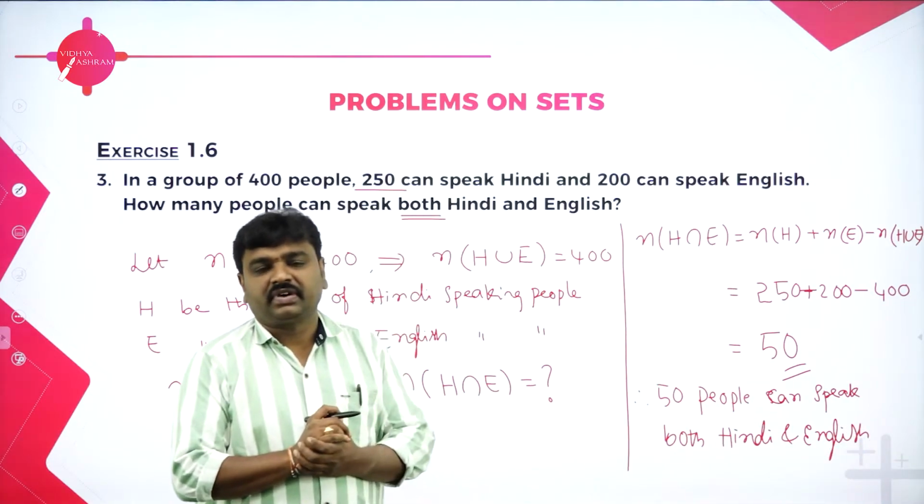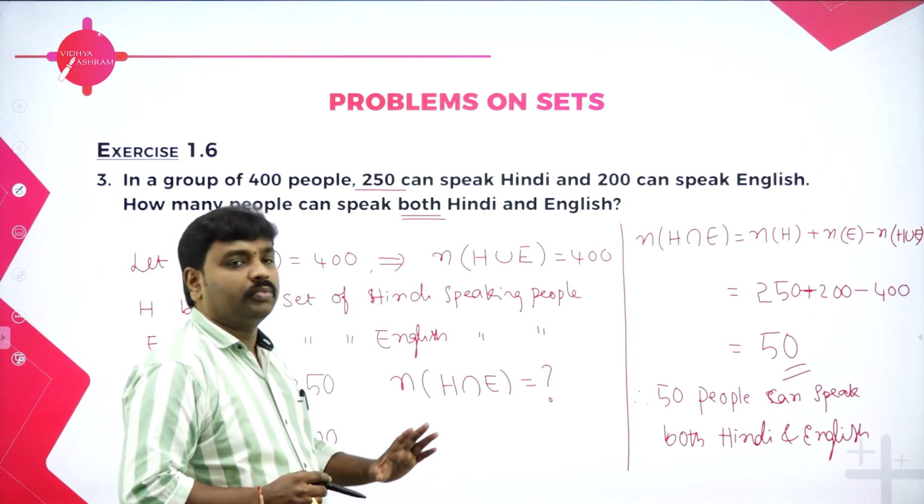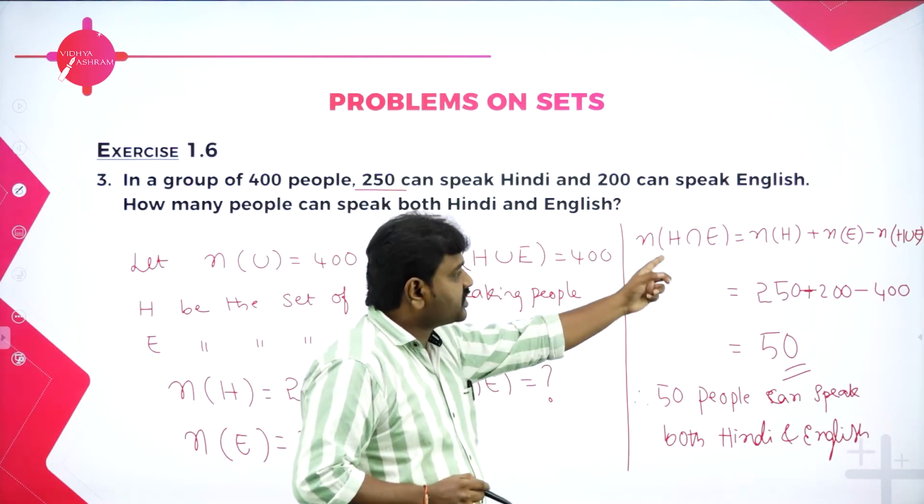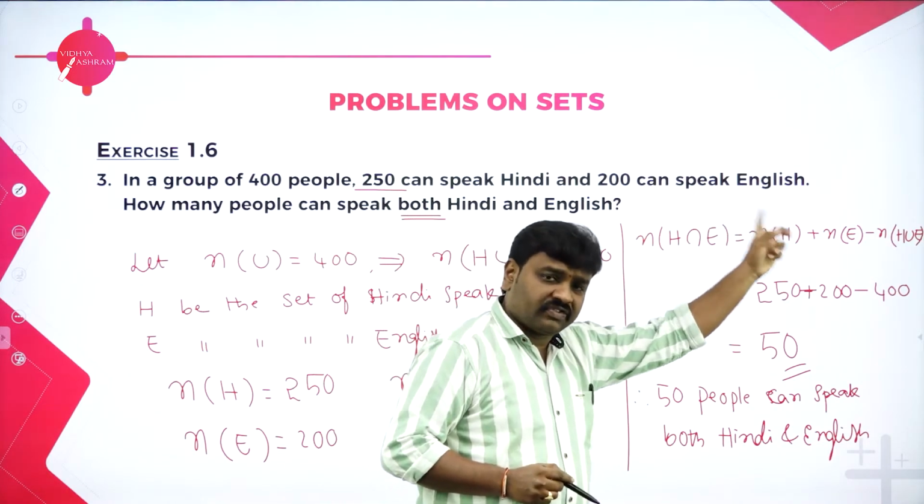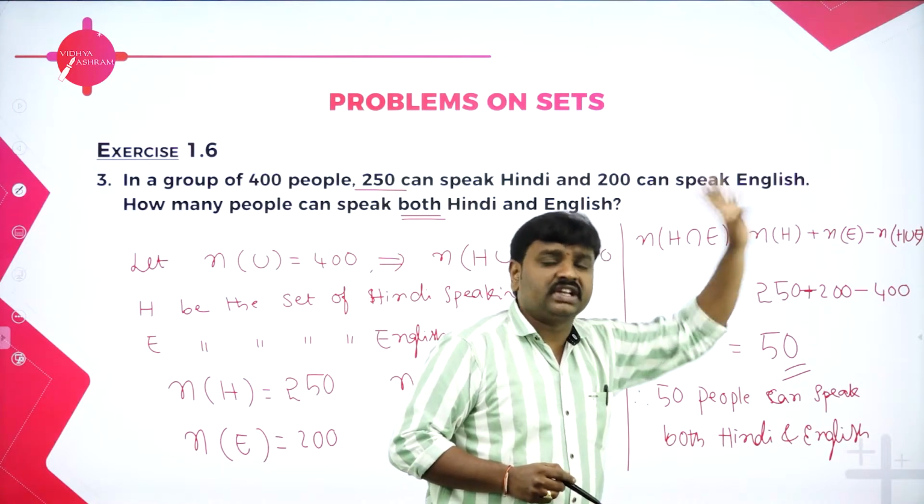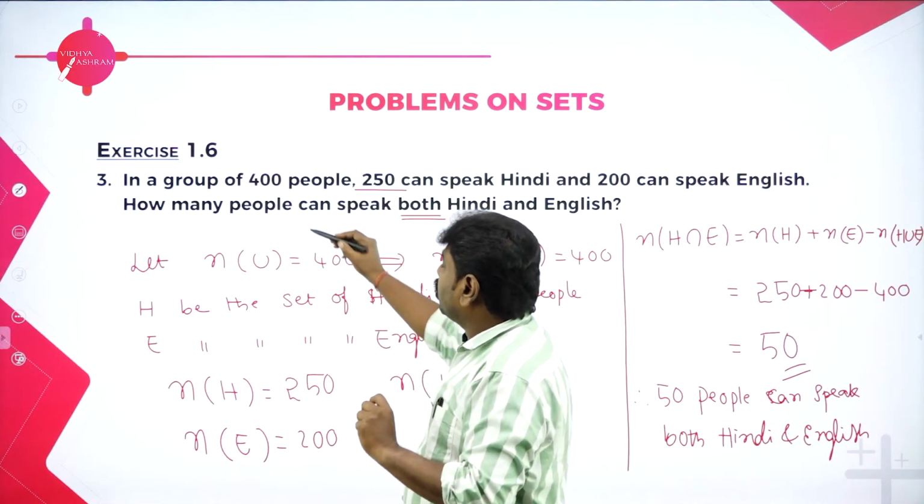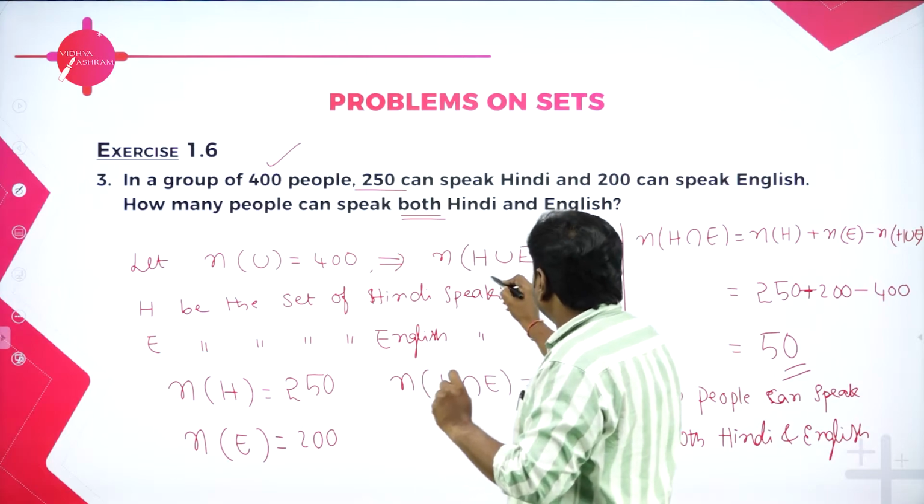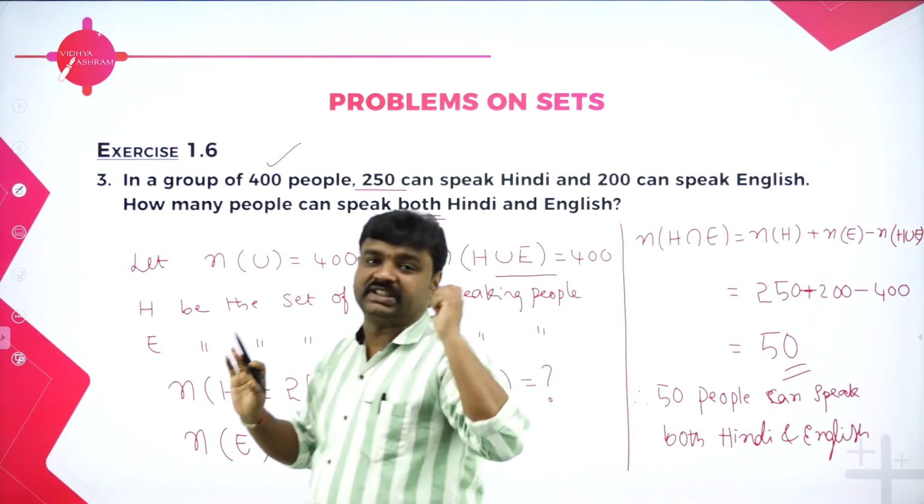How many can speak both? 50 can speak both. Both means what? Intersection. What is n of h intersection E? n of h plus n of E minus n of h union E. So 400 total are 400. So total we will take it as union because they have not given any restriction.